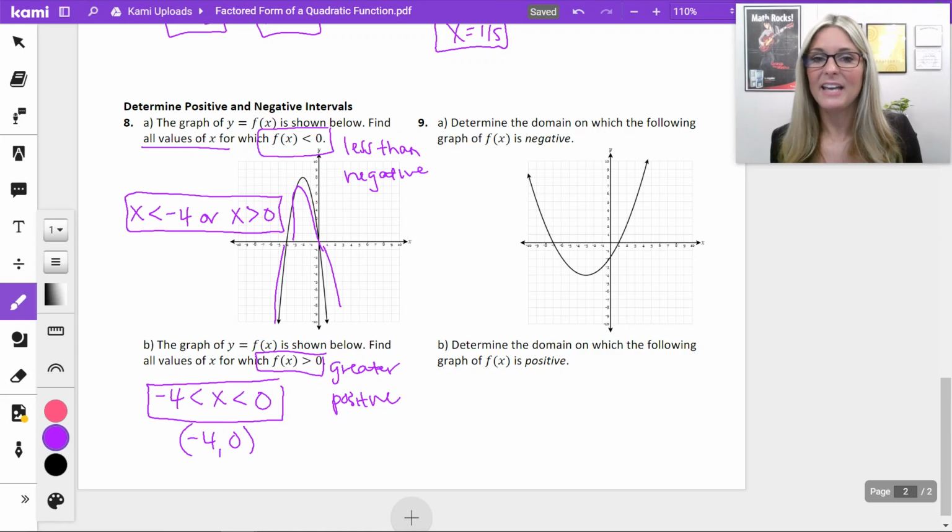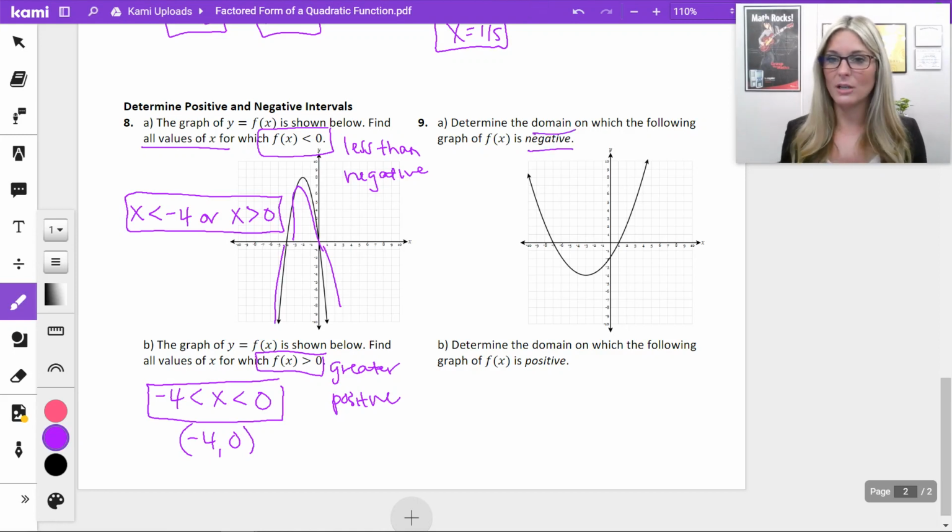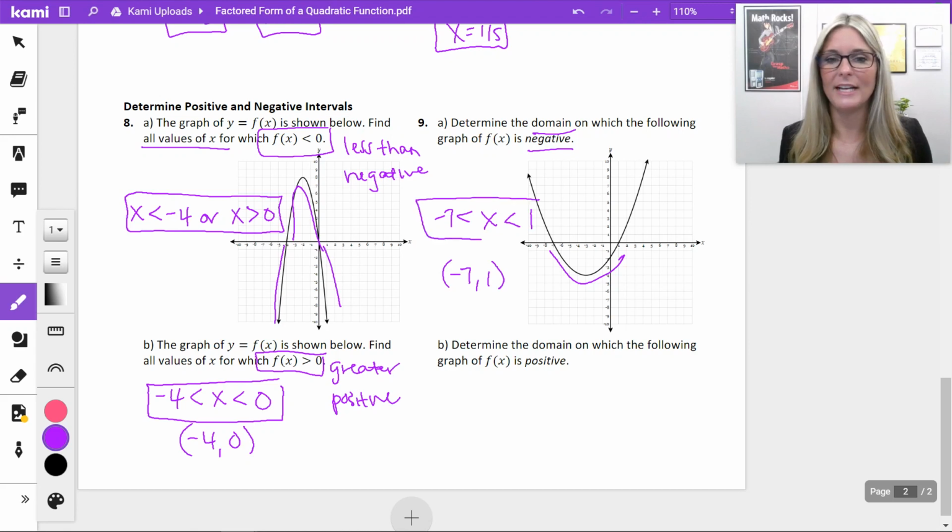Number 9A, determine the domain on which the graph is negative. Doing the same thing, just the question is written a little bit differently. On this one, the negative portion is that lower part, and that is going to be from -7 is less than x, less than 1. You might also choose to use those parentheses, -7 to 1 parentheses. You can write it either way for that compound inequality.